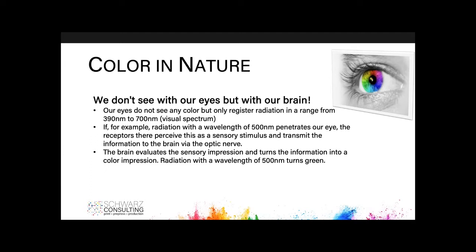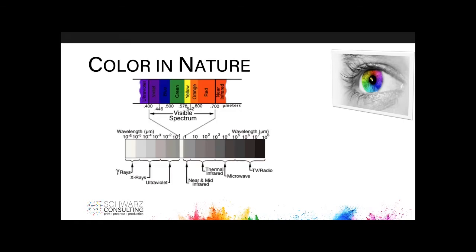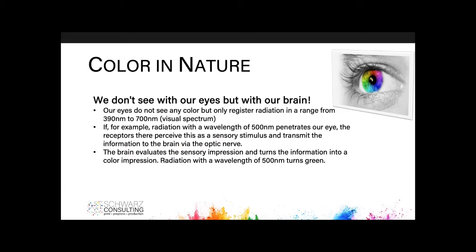Another very important fact is that we don't see with our eyes, we see with our brain. Our eyes are just the detectors to get the information. Then there is the nerve that gets this information to our brain, and in the brain we see. That's where the picture gets generated. This is the visual spectrum the human eye is able to see. It starts at around 400 nanometers and stops at 700 nanometers. That's the part of the wavelengths our eye is sensitive to.